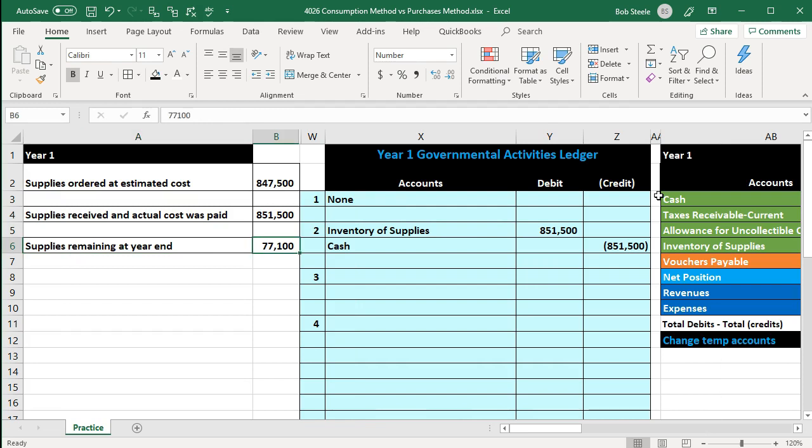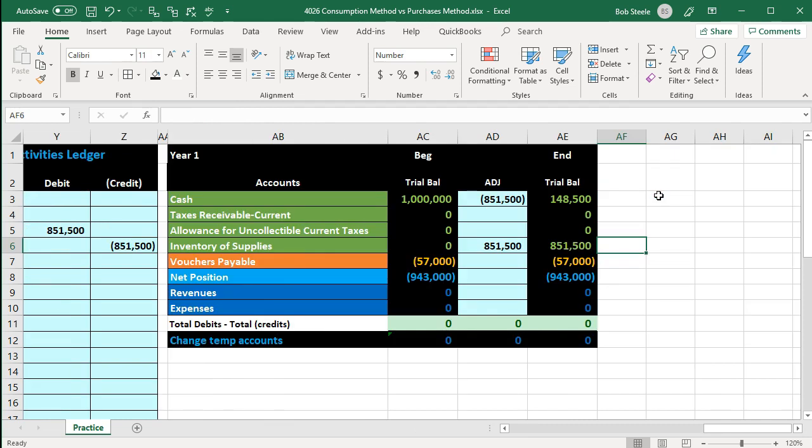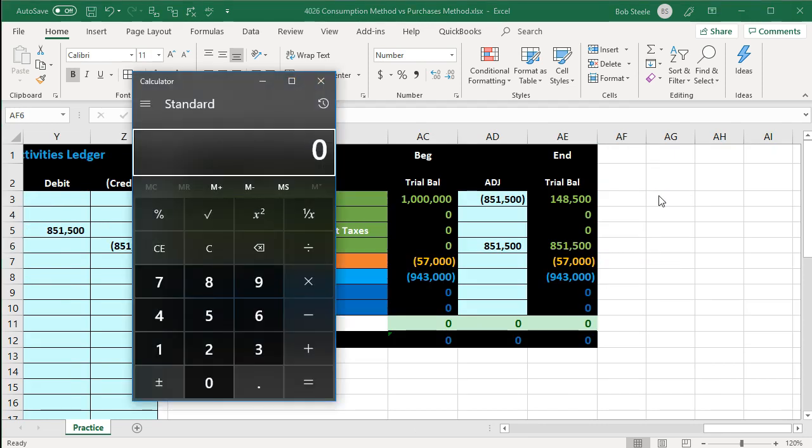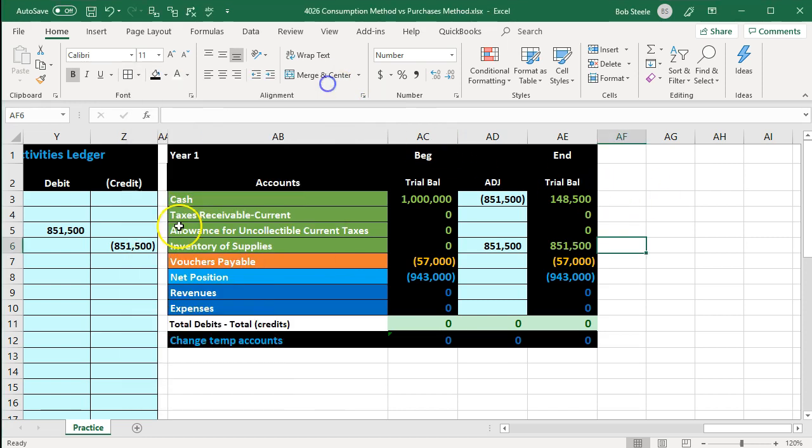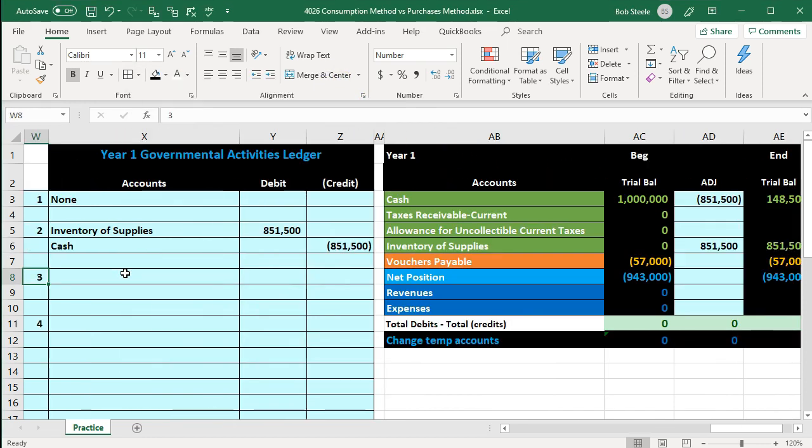Next item says that we're at the end of the period going to count the supplies. This is the physical count. So at the end of the period, under a periodic system, we need to adjust this down to the physical count of 77,100. So we would say that we have in supplies 851,500 minus the 77,100 that we have left. Adjustment needed 774,400. So let's do that adjustment.